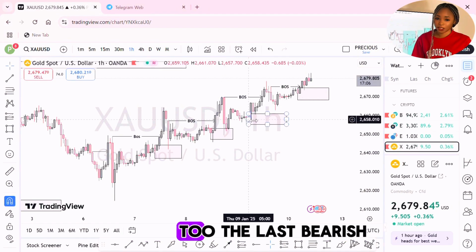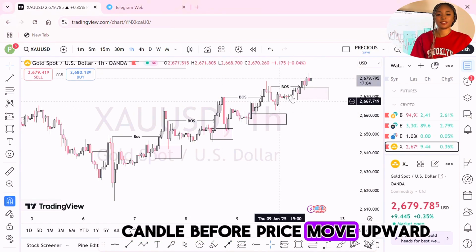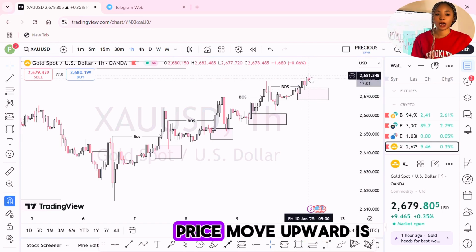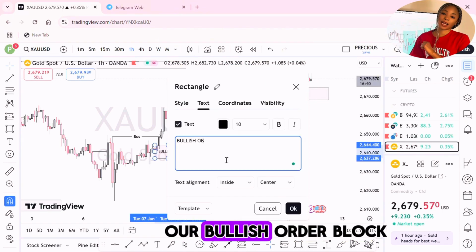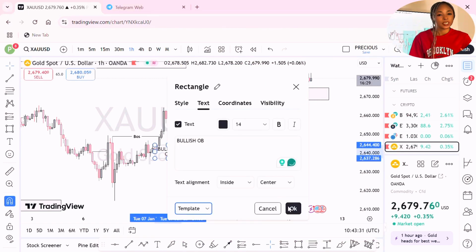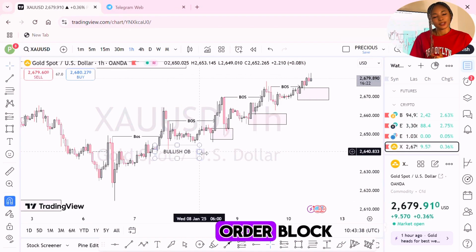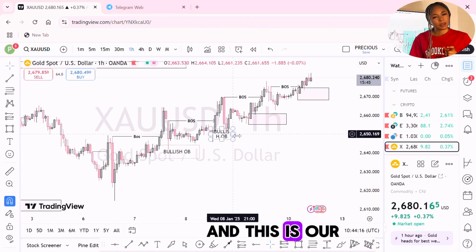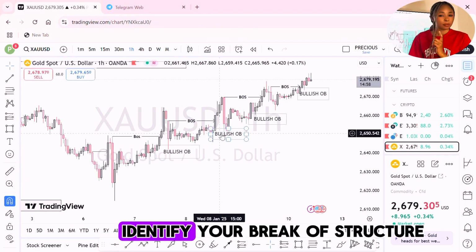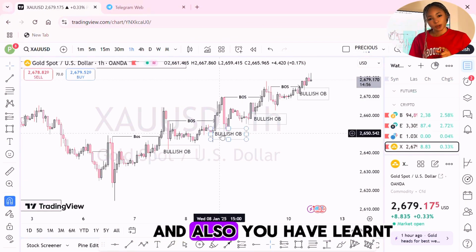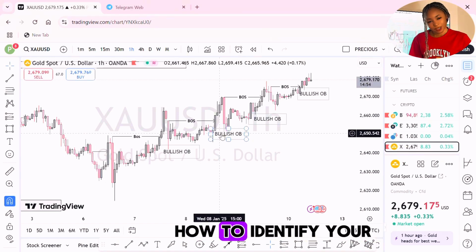Here too, the last bearish candle before price moves upward. The same here, price moves upward. This is our bullish order block. Labeling them out properly. This is our first bullish order block, and this is our second bullish order block. You know how to identify your breakout structure, and also you have learned how to identify your order block now in a bullish market.